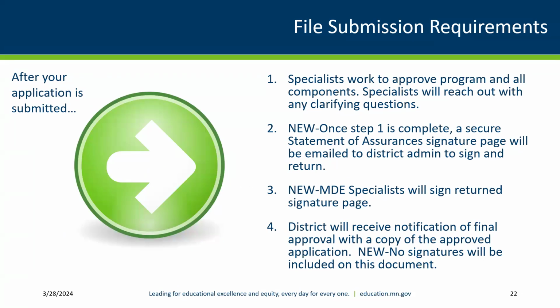After your application is submitted, our team of specialists work to approve your program and will connect with you if we need any clarifications. Our new program approval form no longer has a tab 6. Instead, when step 1 is complete, a secure signature page with the statement of assurances will be emailed to your district administration to sign. They will email the signature page back to MDE to be signed by our specialists and saved in our system. Your district will receive notification of the final approved program documents, also known as C-Final. Again, no signatures will be included.